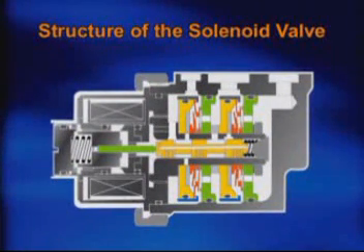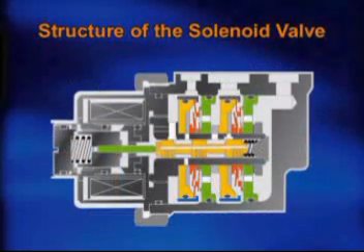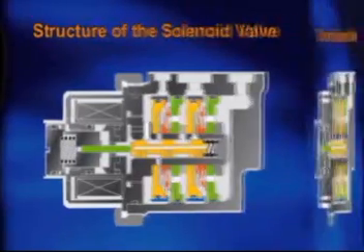Let's look at the structure of the solenoid valve. The solenoid consists of an inner coil, spring, plunger, spool valve, and damping control valve. 2 springs are located at both ends of the plunger and spool valve. Depending on the current applied to the coil, the spool valve may be moved by the springs. In this example, the spool valve moves to the left.